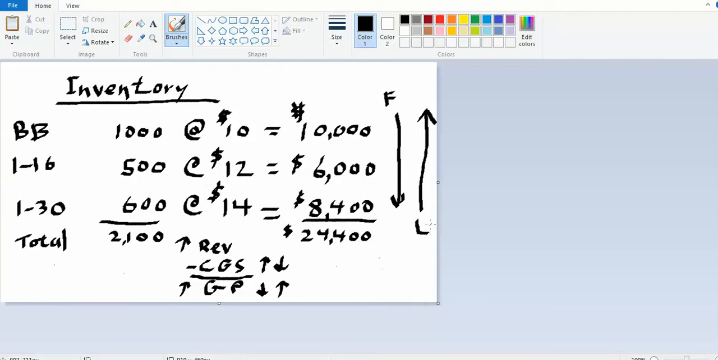LIFO sells from the bottom up. FIFO sells from the top down. The top, in this case, has costs that are lower, right? And don't reflect what things actually cost now, which is 14. And that's what you want.